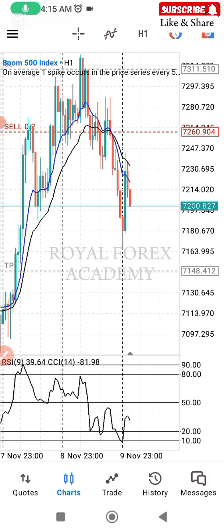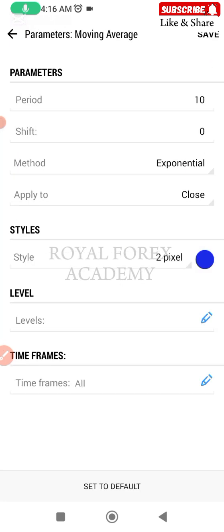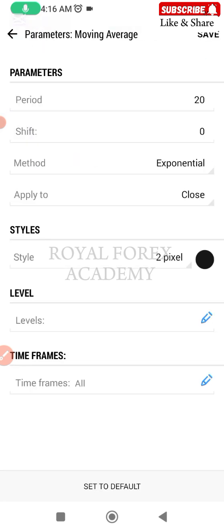Now in this video, we are looking at Forex tricks for trading using our commodity channel index. Here is the indicator setup. All you need to do is make a screenshot. We have our moving average, the period is 10, shift is 0, method is exponential. Make a screenshot of it. The second is a moving average, the period is 20, the shift is 0, the method is exponential.